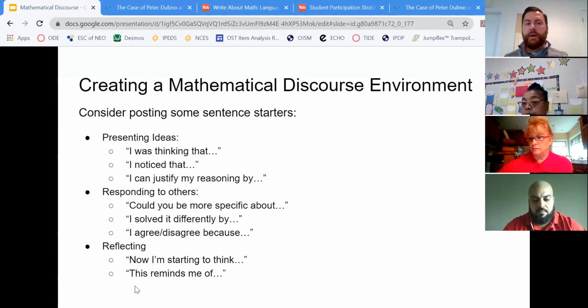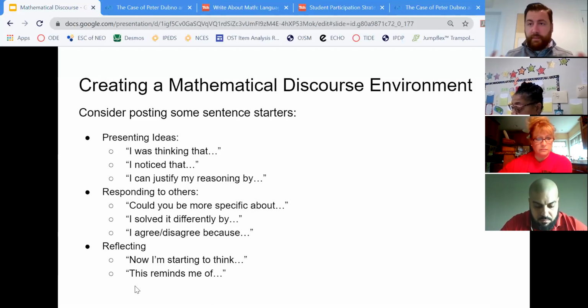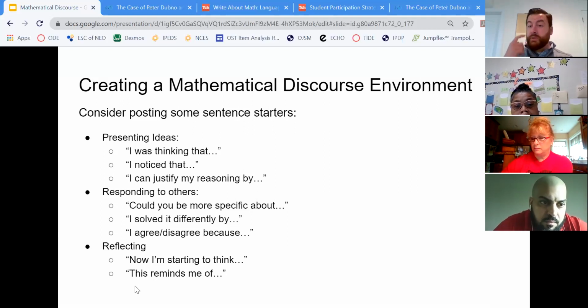So for example, you may want to post in your classroom, whether it's on your Google Classroom or brick and mortar classroom, these sentence starters. If you want to share your ideas, start your sentence out with one of these three things. Now, as students become more comfortable with them, you can start to switch them out or you can add to them. That's entirely up to you. The idea is we're providing stems for them to begin that conversation. Well, I was thinking that, or I can justify my reasoning by, or how to respond to someone else.